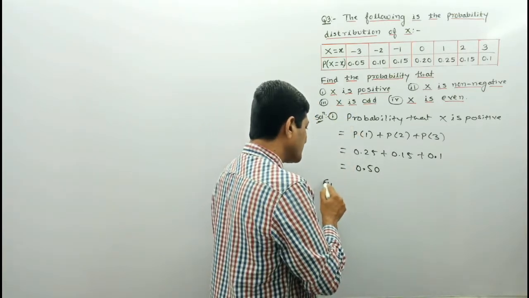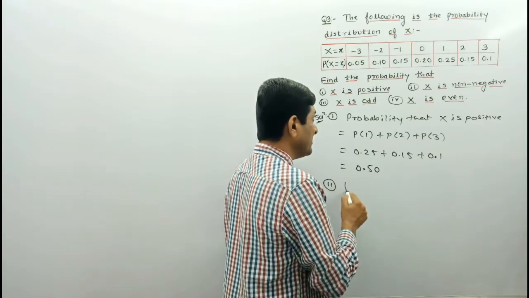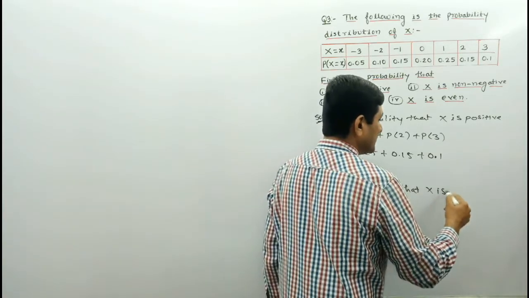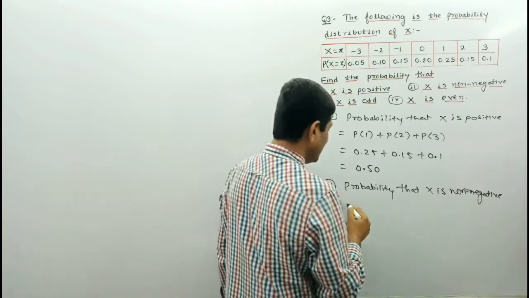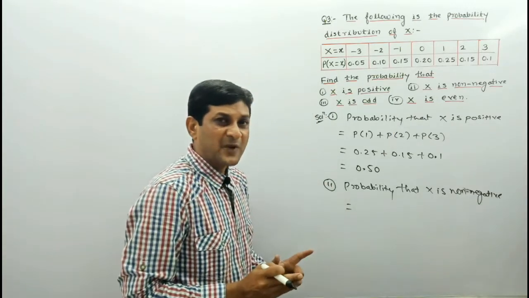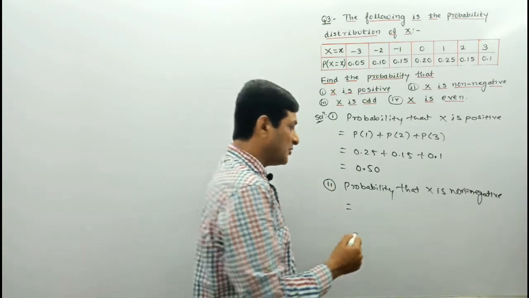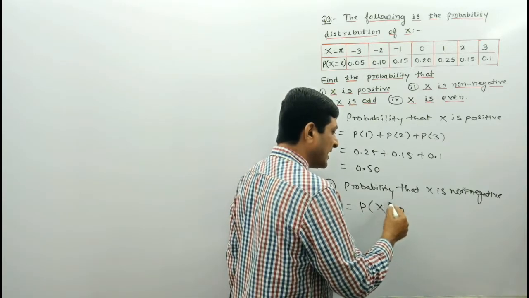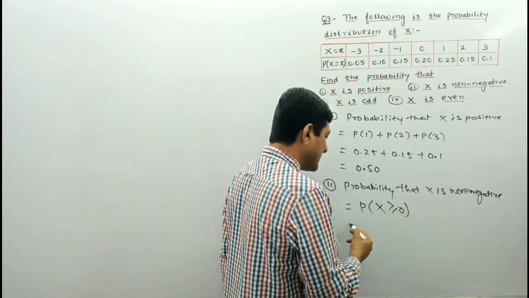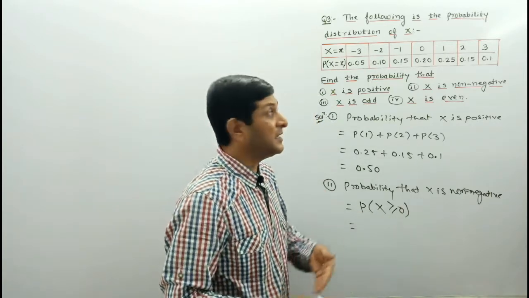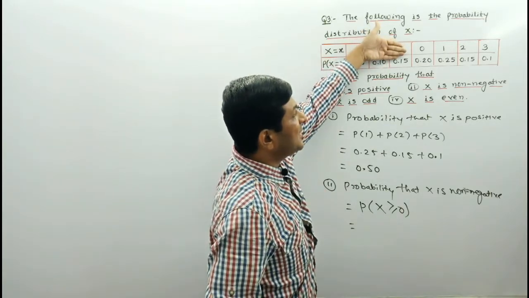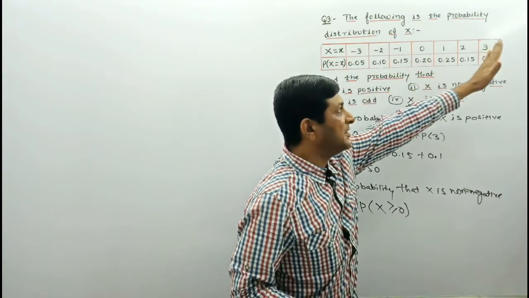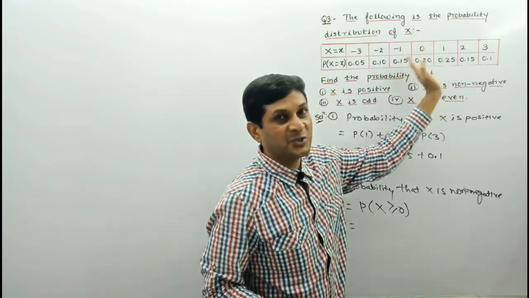Now we are finding the second one: probability that X is non-negative is equal to. Value of X is non-negative means the value is either equal to 0 or greater than 0, because we are deleting the negative part. If we are excluding the negative numbers, what remains? Non-negative numbers, means a non-negative number is either 0 or what?